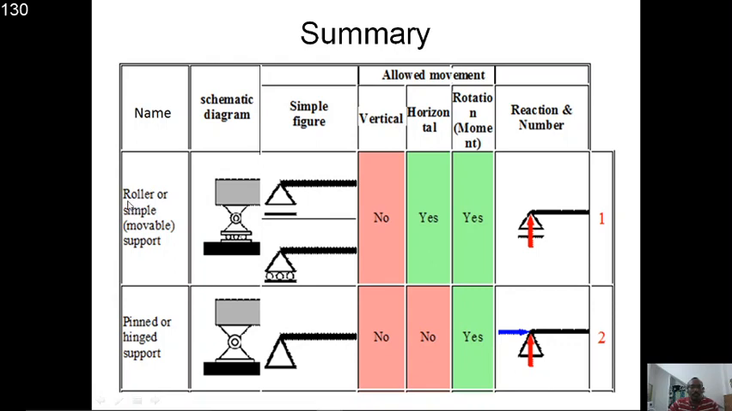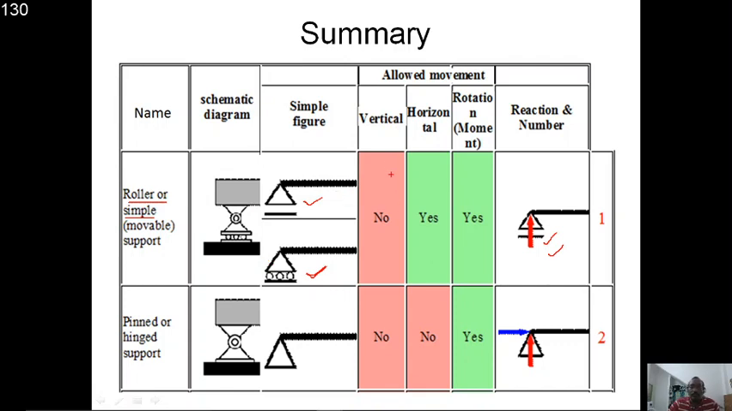The first one is roller support. Roller support has been shown like this. This is the engineering marking for the support reaction. For the simple support also, this is the nomenclature, and the same thing gives you an upward vertical reaction. That's why roller and simple support are grouped as one simple schematic diagram.